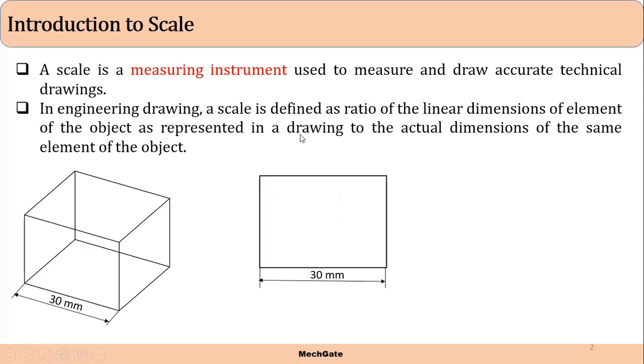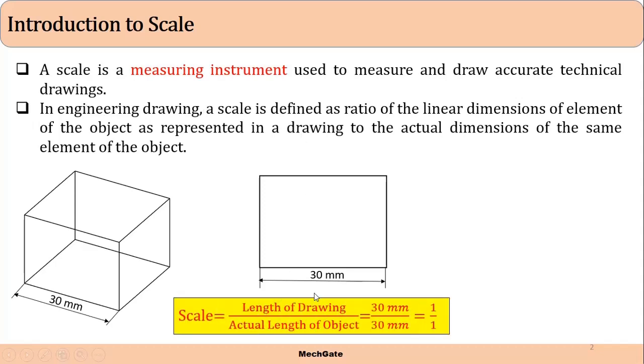According to this definition, scale is the length of drawing divided by the actual length of object. In the drawing I have drawn this length equivalent to 30 millimeter, so 30 millimeter divided by the actual length. The actual length is also 30 millimeter. So scale is equal to 1 by 1. It is also known as a full size scale, right?